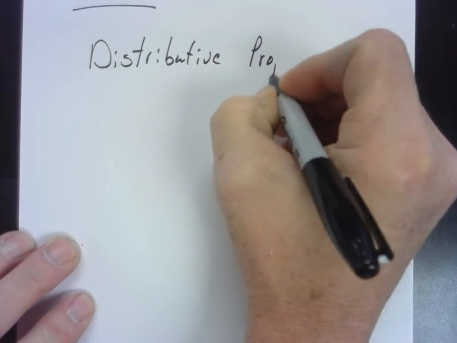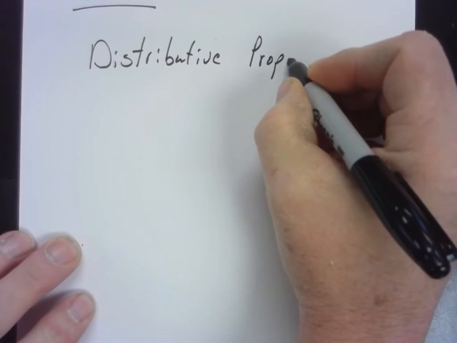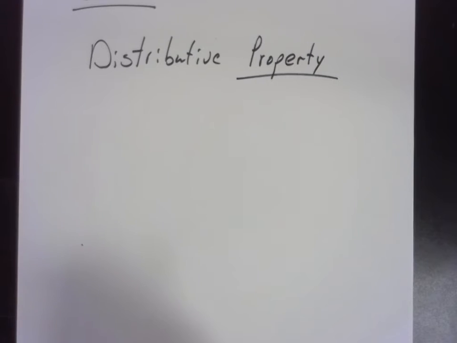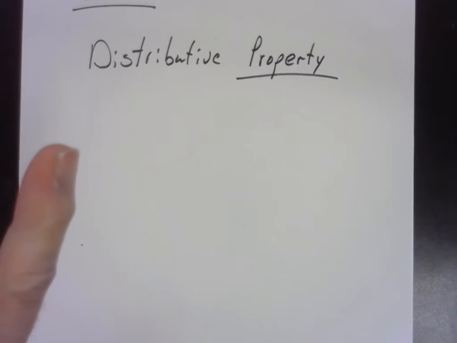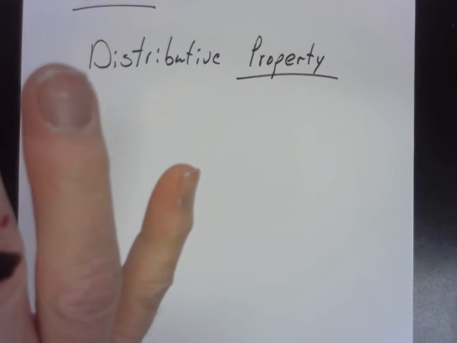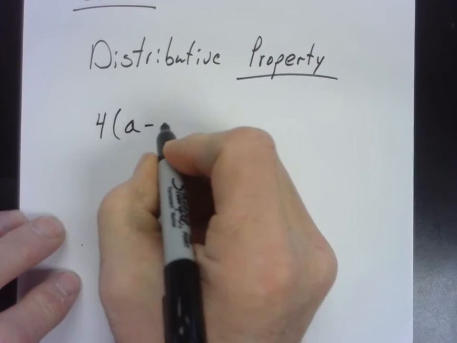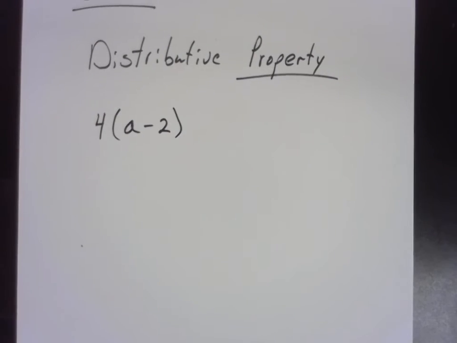Now, by the way, it's a property of mathematics, which means it works all the time. If it doesn't work all the time, it's not a property. So we have something like 4 times a minus 2. Your job is to get rid of the parentheses by using the distributive property.